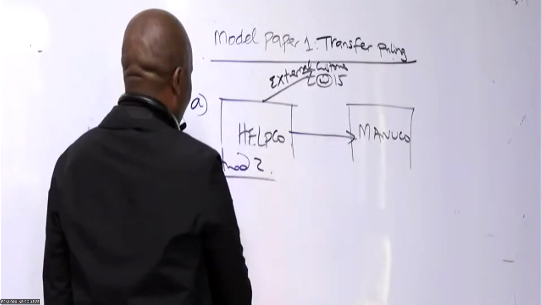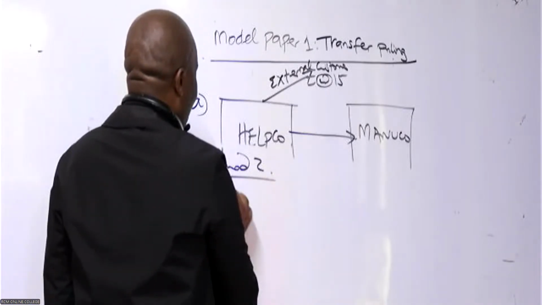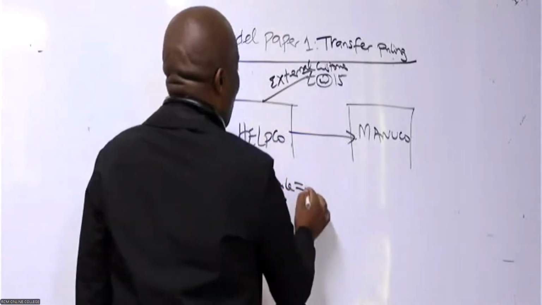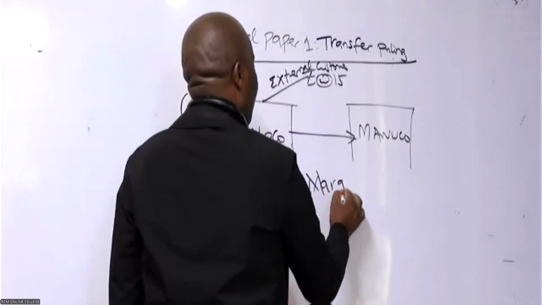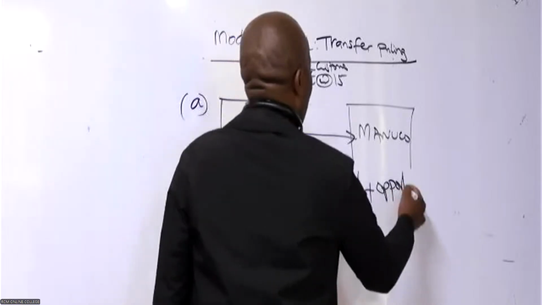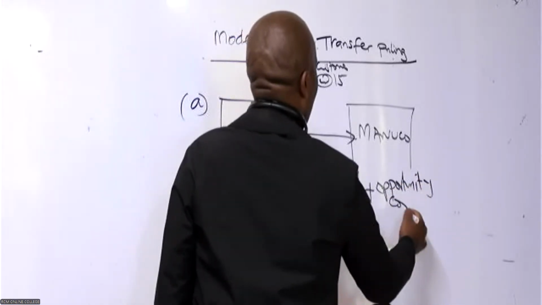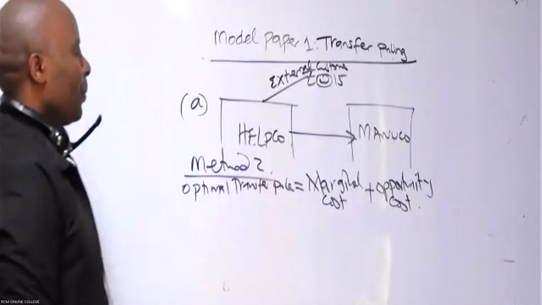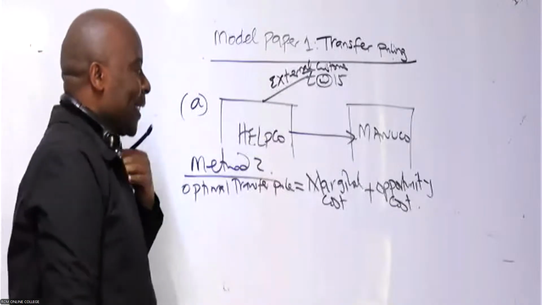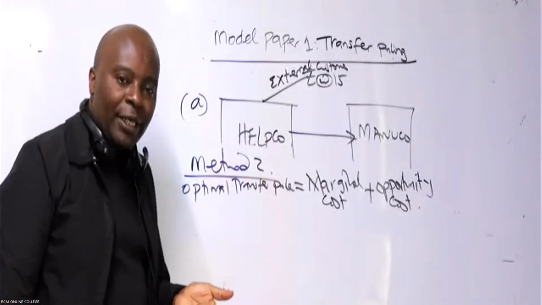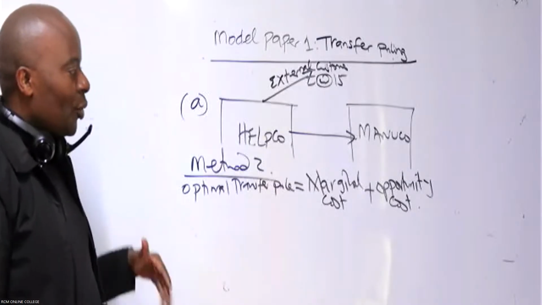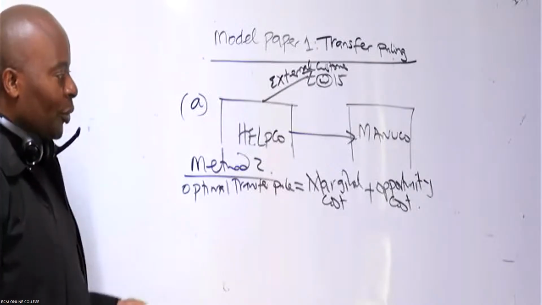Method 2. The optimal transfer price will always be equal to marginal cost plus any opportunity cost. This is a very good method: to get the optimal transfer price, you take the marginal cost. Marginal cost is the same as variable cost. So you take marginal cost plus any opportunity cost.